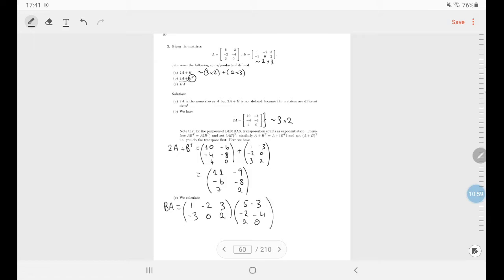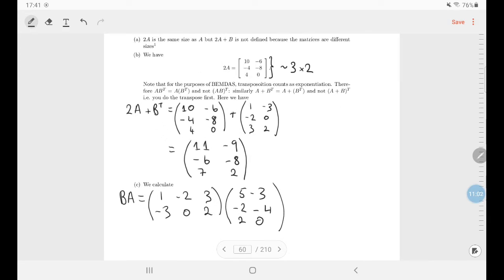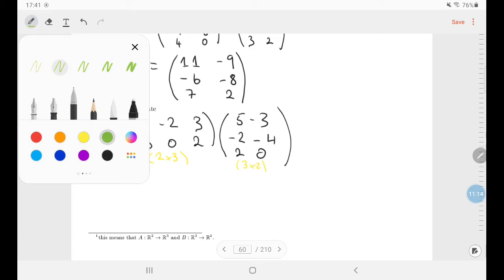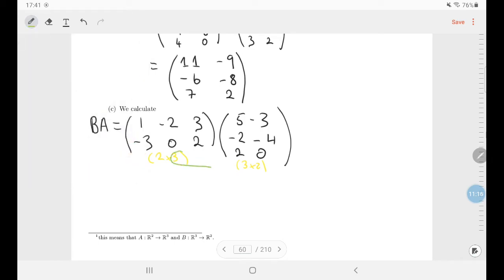Imagine having to do that the other way around. That's a nightmare. So we should look at the sizes. So B is 2 rows 3 columns, and A is 3 rows 2 columns. The middle numbers do match, so we can multiply these together, and we're going to get out a 2 by 2.